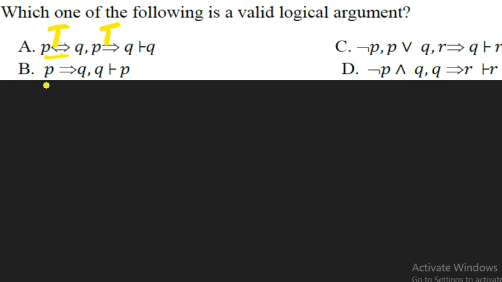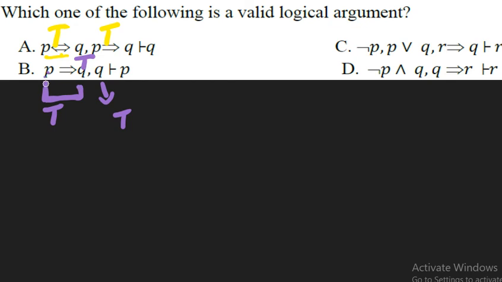When you go to B, one of the premises is P implies Q. This is true, and the other premise is Q. This is also true. If Q is true, can we say anything about P to make the whole true? P can be true because true implies true is true, obviously, as a premise. And Q is given to us as true. So keeping Q as true, what can you say about P?